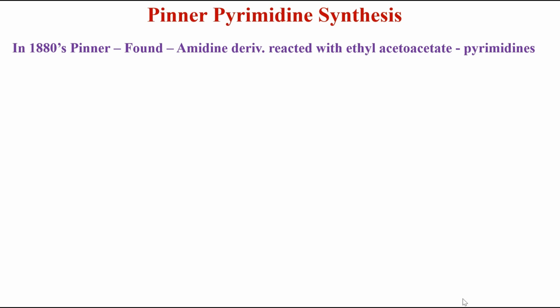Friends, today's subject of discussion is Pinner pyrimidine synthesis. This synthesis of the pyrimidine heterocyclic molecule was given by the researcher Pinner. He identified in the year 1880 that amidine reacted with ethyl acetoacetate to give a heterocyclic molecule, pyrimidine.